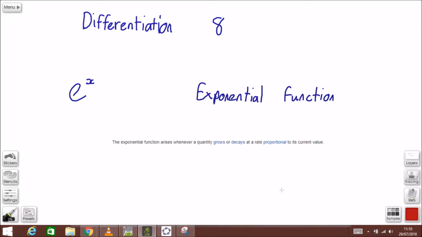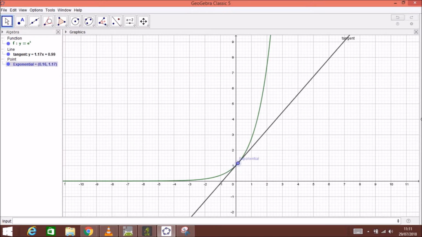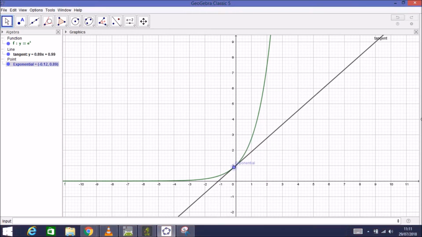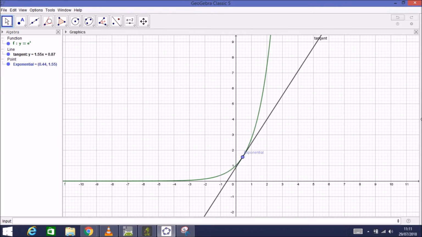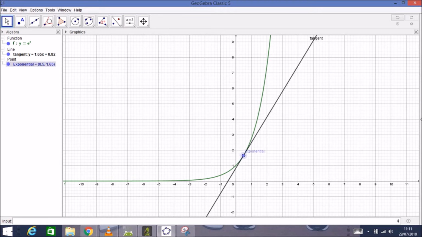Okay, before we start looking at how we differentiate an exponential function, we first need to look at what an exponential function is. It's a function where the rate at which it grows is proportional to its actual value. So if we look at this function here, I move the graph and the tangent to the point on the graph around, we can see at the point that we choose, the value of the function is the same as the gradient of the function.